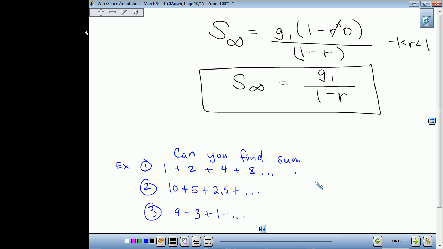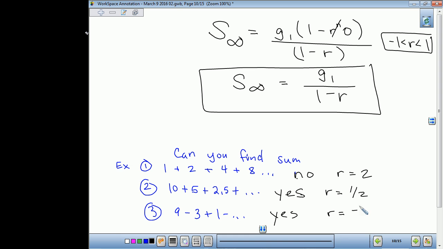Okay, so can we find this infinite sum? See the ellipsis? It goes on forever. Can we find that sum? No. And the reason we can't is because r is 2. Does r fall in our acceptable range? No. Can we find this one? Yes, because r is 1/2. Can we find this one? Yes. Negative 1/3. r is negative 1/3.